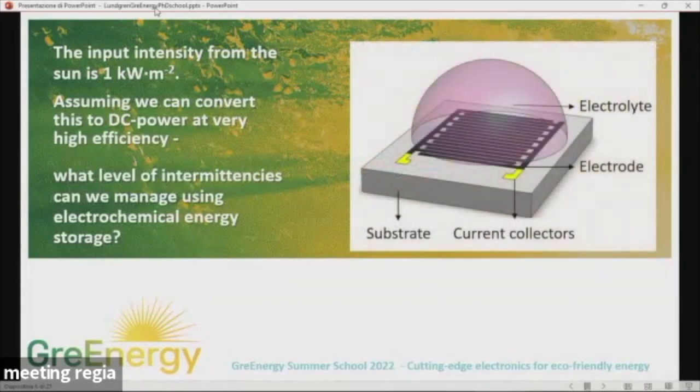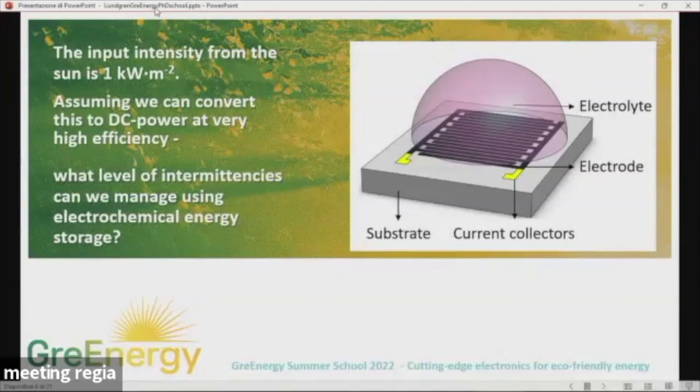another question that remains is to see what level of intermittencies we can manage when we use this kind of electrochemical energy storage on chip. So let's say one idea could be that we let sunlight shine on the device during the entire day. And if we can store all that energy, we can provide the same level of power during the entire night.